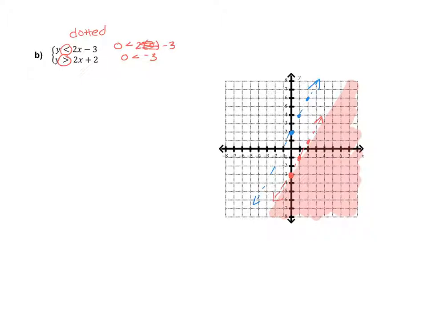And let's check our point 0, 0. So 0 is greater than 2 times 0, which we don't need, plus 2. Is 0 greater than 2? No, it's not. So we can't shade the side that 0 is on. I cannot shade that side that I just made a dot at, so I'm going to shade the other side. So they don't cross anywhere, so this is no solution. There's no purple where the blue and the red mix.